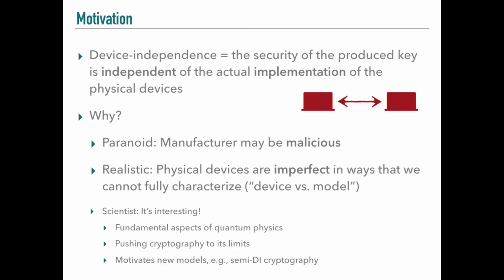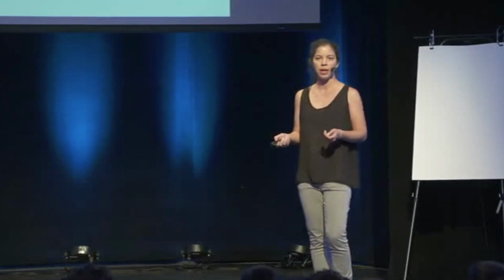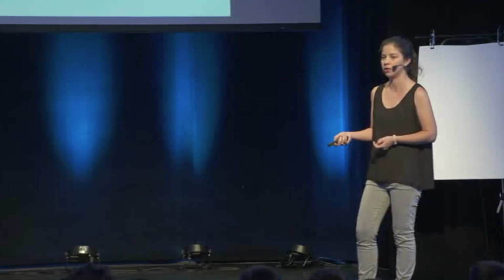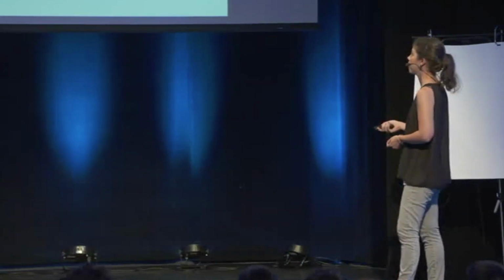So why? First of all, we can take the cryptographic point of view. Here we can say, maybe I bought my device from some foreign country and I don't trust the manufacturer, and still I want to be able to create a key. So this is this extreme cryptographic point of view.